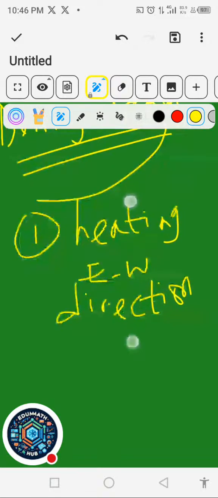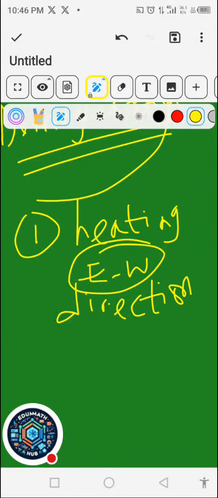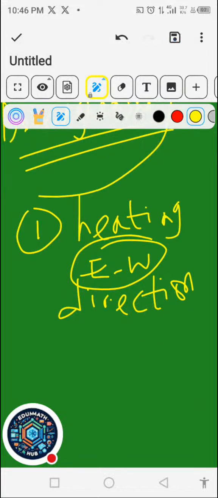So you heat it to redness. When the magnet is red, you now place that magnet in the east-west direction. The magnet will lose its power. Okay, so that's the heating method. The second method is called hammering. You hammer the magnet.